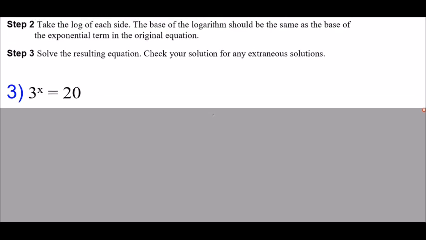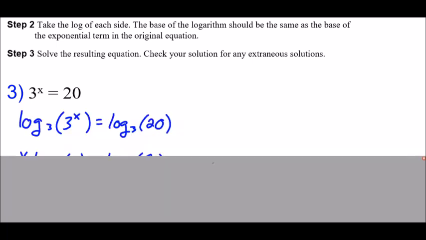Step 2, take the log of each side. The base of the logarithm should be the same as the base of the exponential term in the original equation. So the base in this question that we're looking at is 3. That's the base. So what we're going to do is take log base 3 of both sides. And that's what it looks like right here.